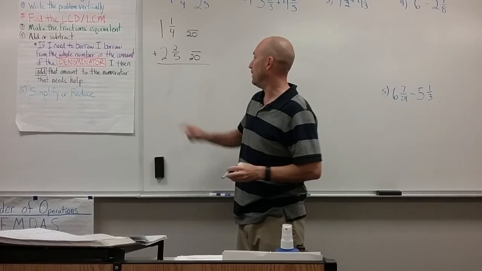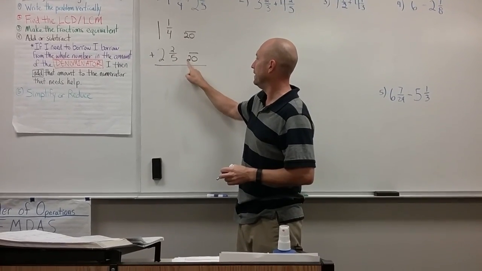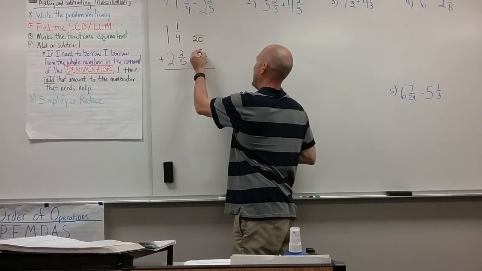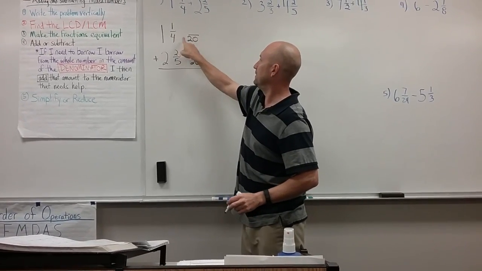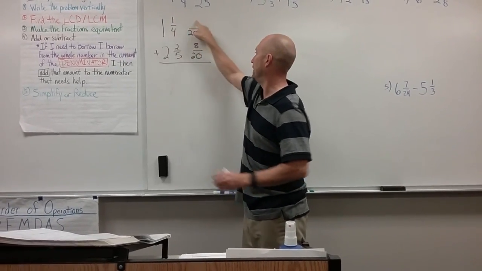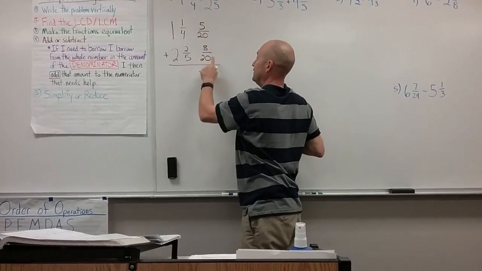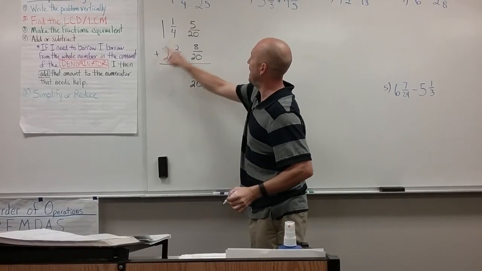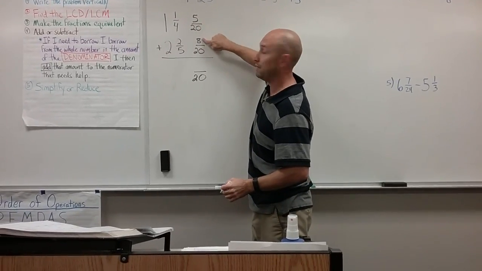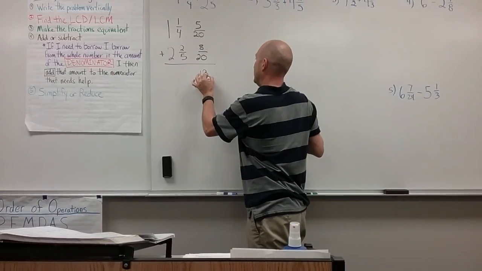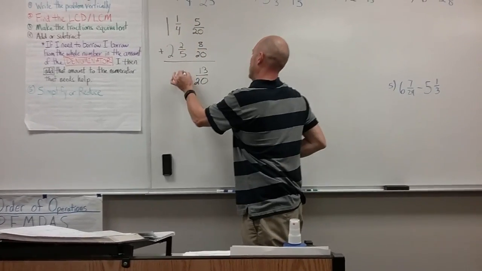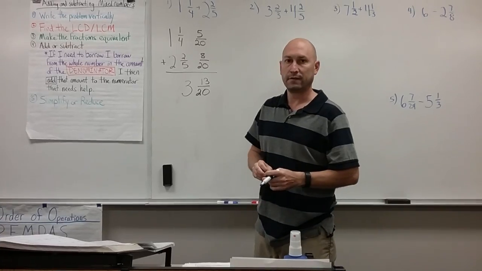Now I need to make them equivalent. How many 5s go into 20? 5 times 4 is 20. So 2 times 4 would be 8. 4 goes into 20 5 times. 5 times 1 is 5. Now my denominator always stays the same, so I bring it down. In this case I'm adding, so I'm going to take my 5 and add it with my 8 to make 13. And now I'm going to add my whole numbers of 1 and 2 to make it 3 and 13/20ths.